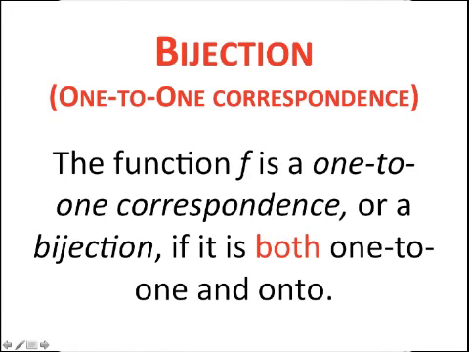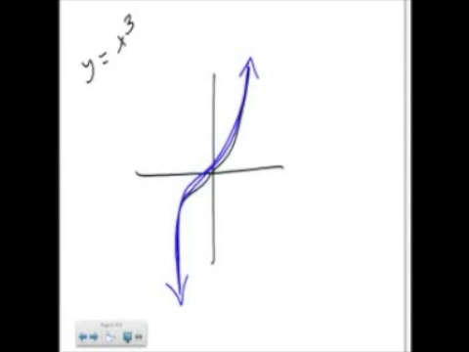So finally we come to bijection. Bijection is just a function that is both one-to-one and onto. Here's an example of the bijection.